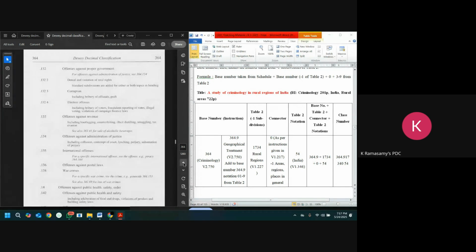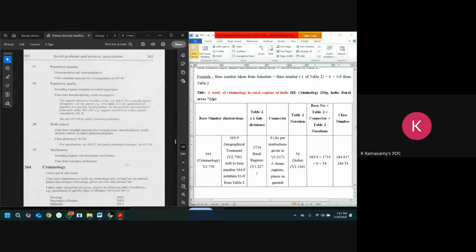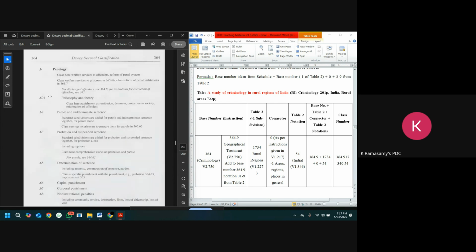Okay, it is here. 364 criminology. Yes, 364 criminology. In criminology, I have to look for the place where I can add area notation. How can I add area notation? I should know area notation.